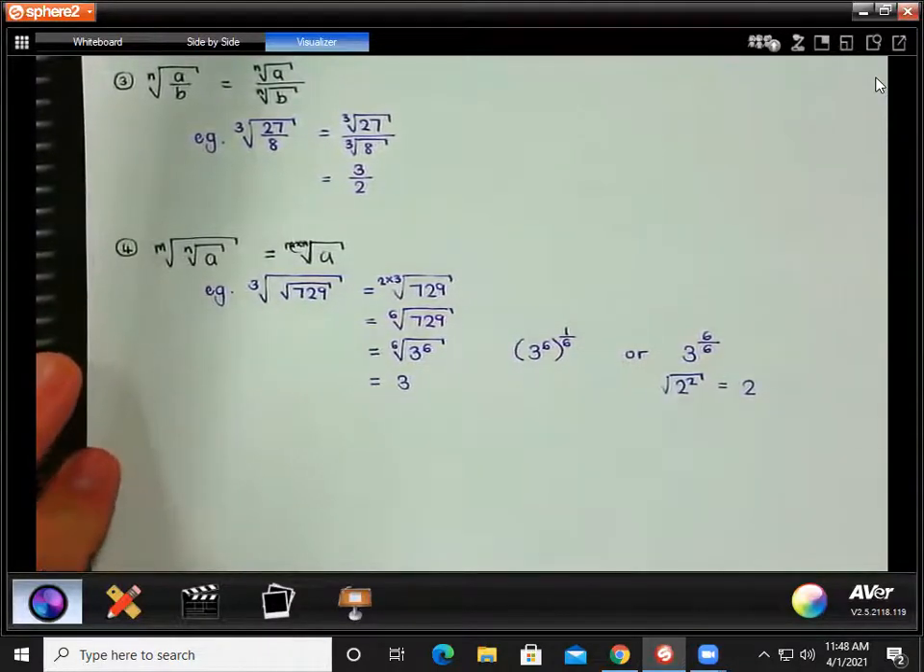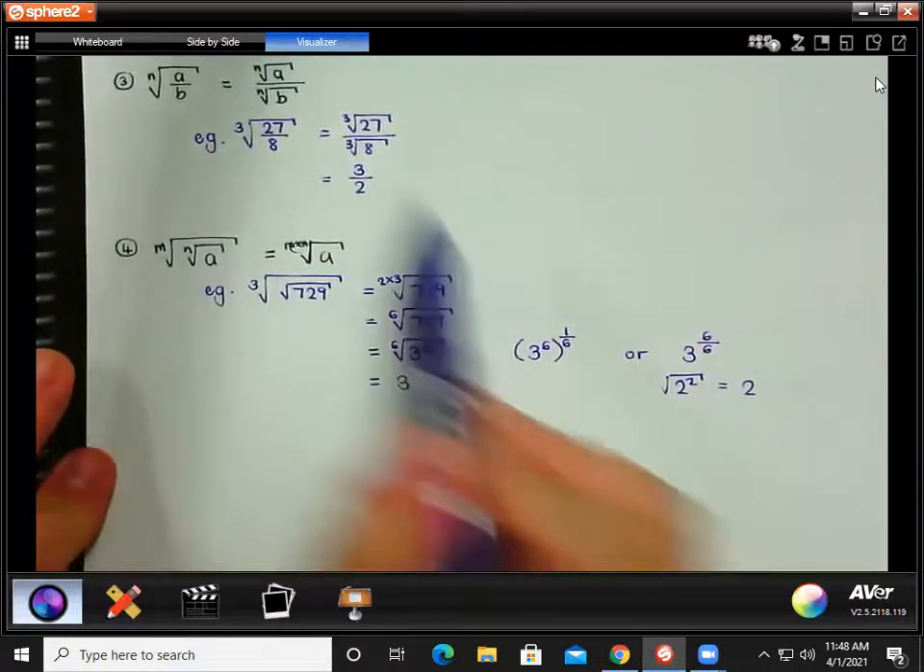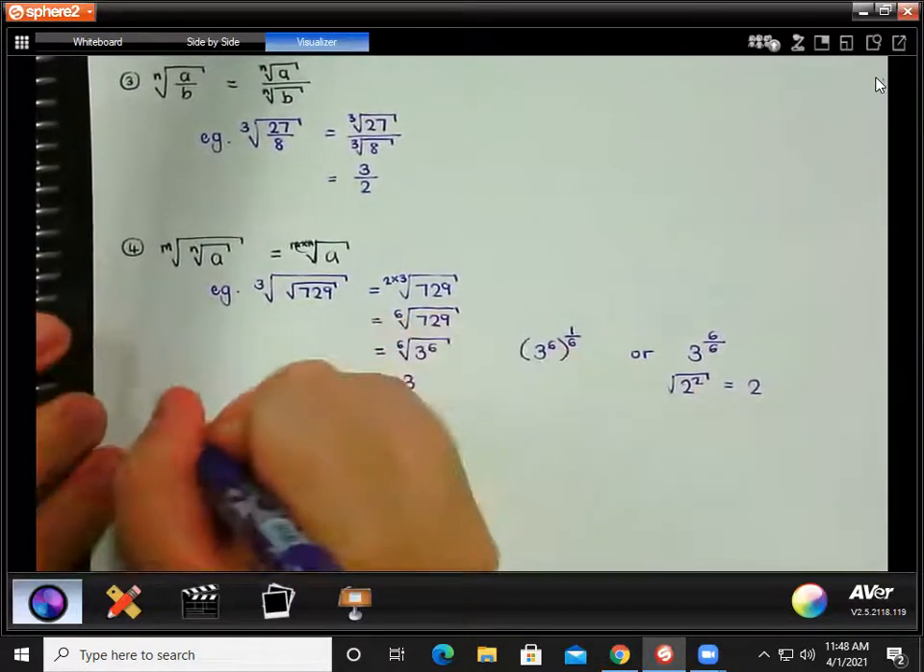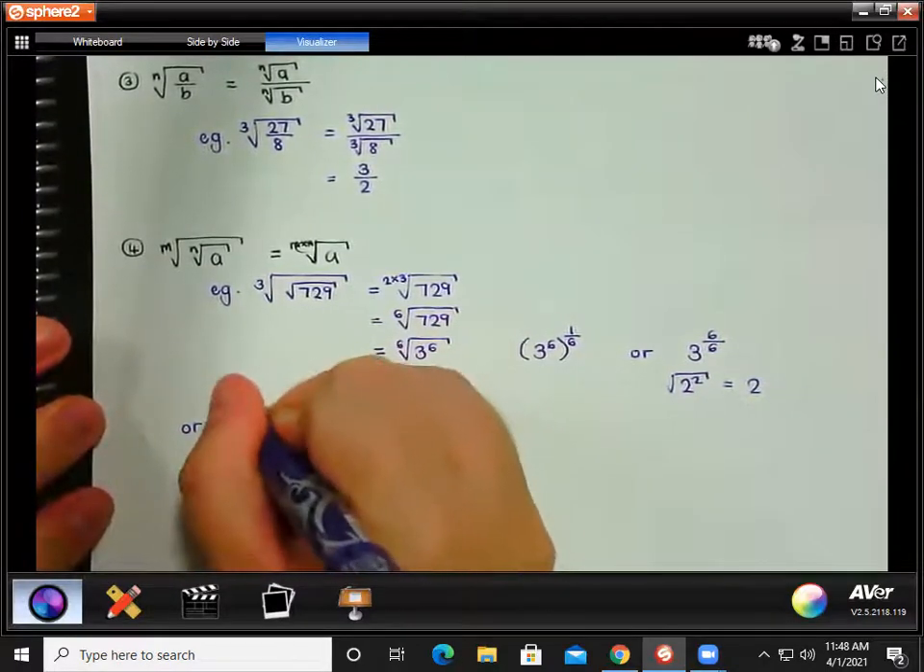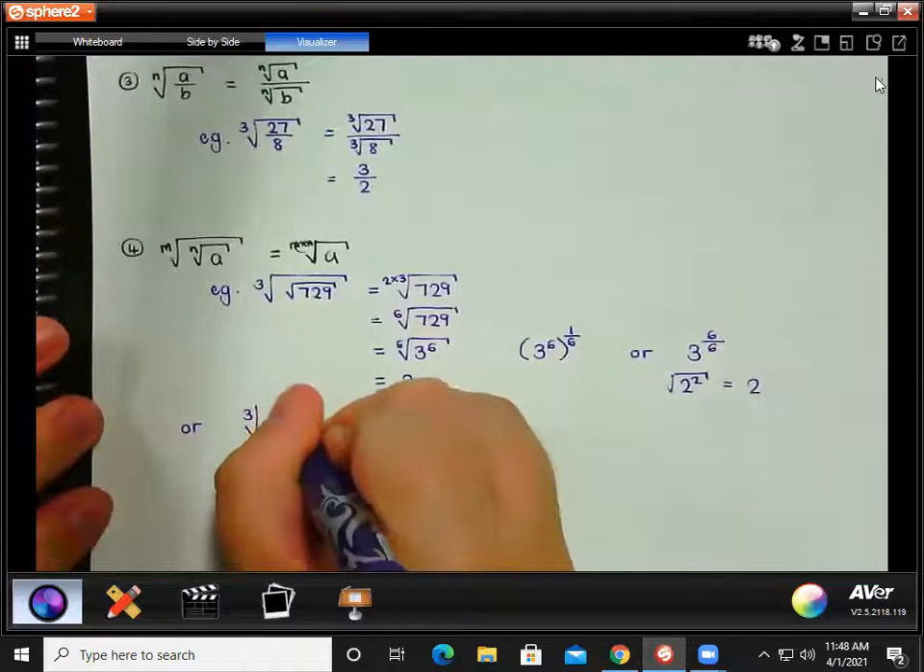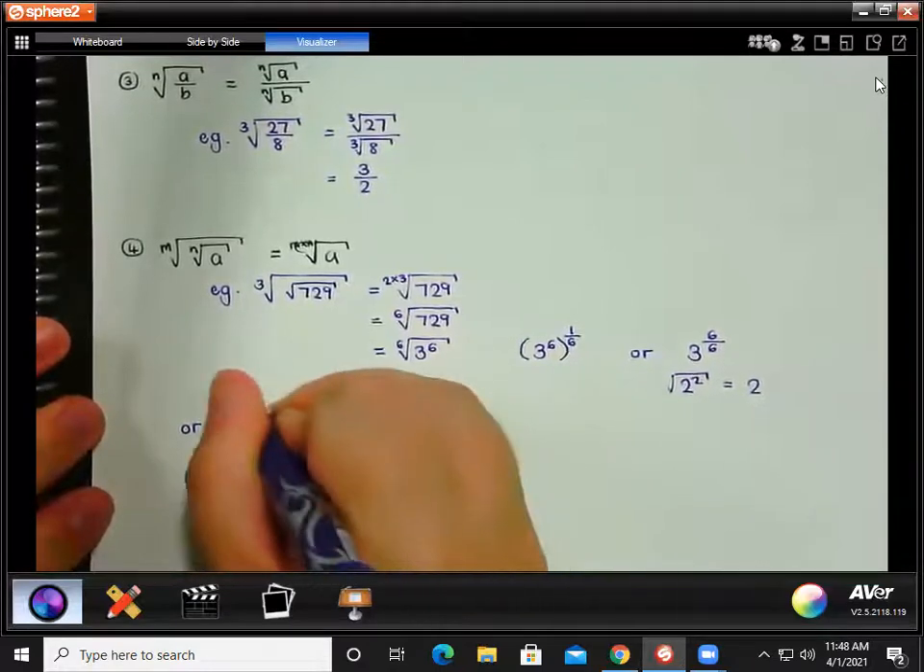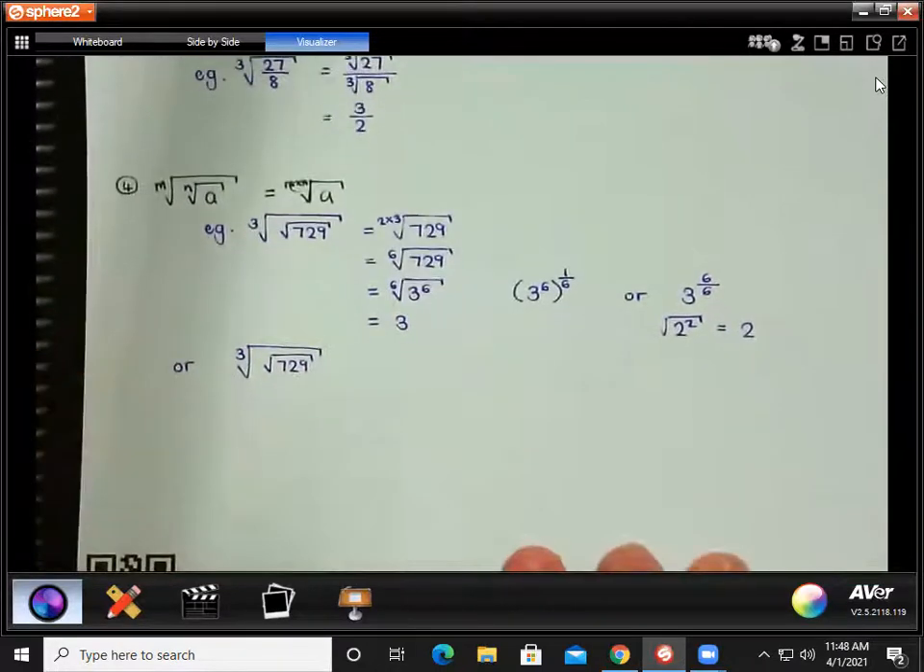Okay, now guys, another way, if you didn't remember this law, you could do what Robin was suggesting. If you were given this, the cube root of the square root of 729, you could solve this, or you could find this just by using exponents. So if we wrote these two in exponent form.